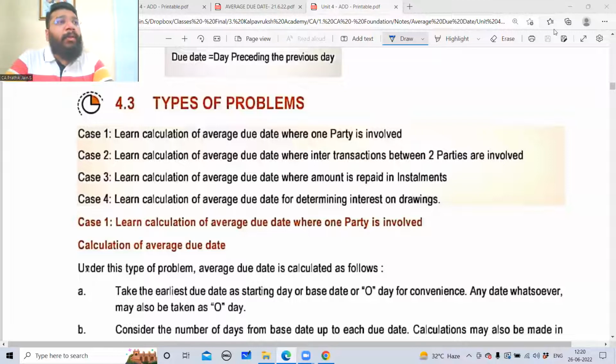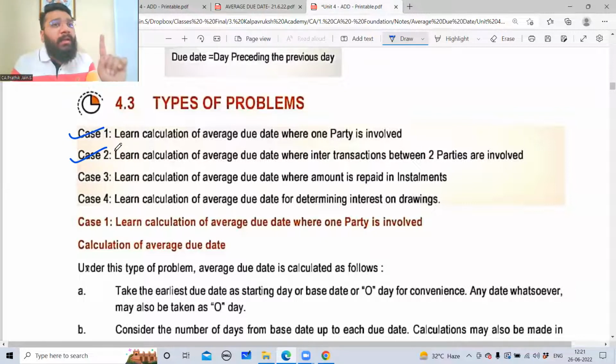So guys, we're doing this chapter on average due date. And so far we have completed discussing case one and case two. Case one was a scenario where it involved a unilateral transaction. It means that only one party was involved in making the payment. Whereas case two was a transaction where two parties among themselves buy and sell the goods. Therefore, both will make payment to each other. So two parties are involved in making the payment.